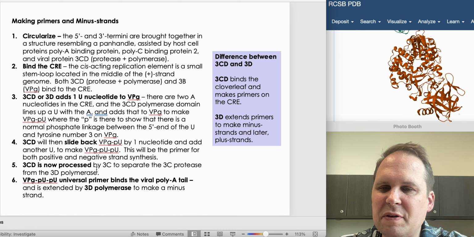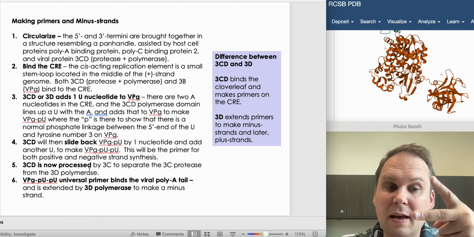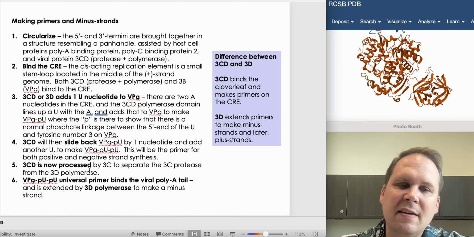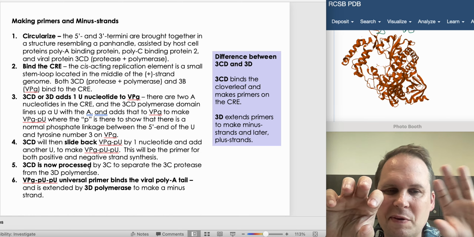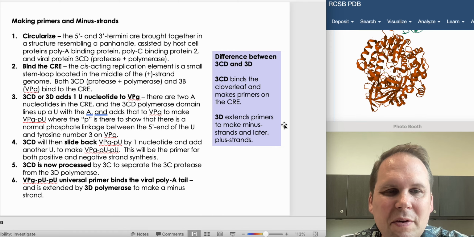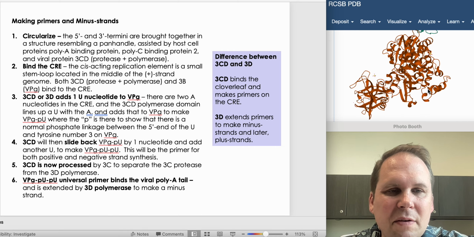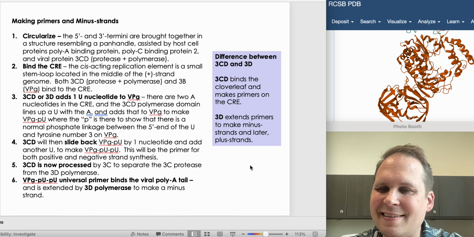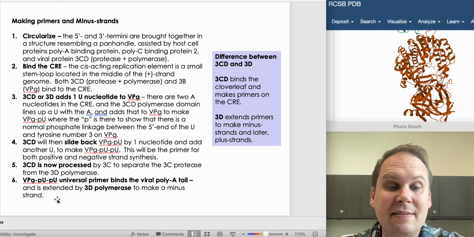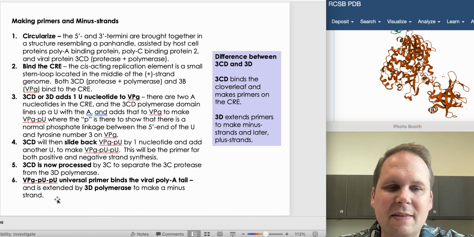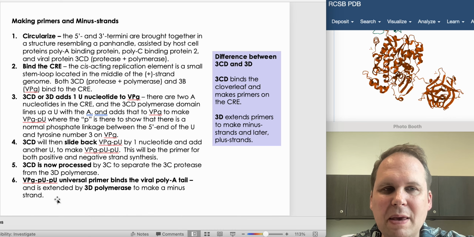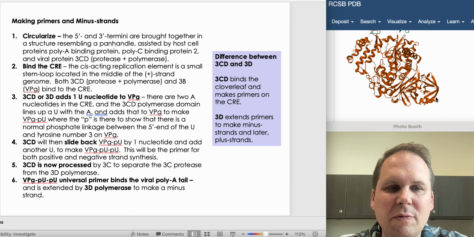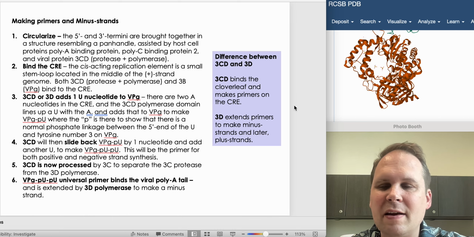So that was step 5. 3CD is processed, meaning cutting the protein 3CD into 3C, protease, and 3D, polymerase. And remember, your 3C is down here at the bottom, your 3D is up here at the top, and that little stringy bit right there, that's where it gets cut. All right, and this primer, the VPG, which is also 3B, originally it was just right before this 3C, it would have been right there.